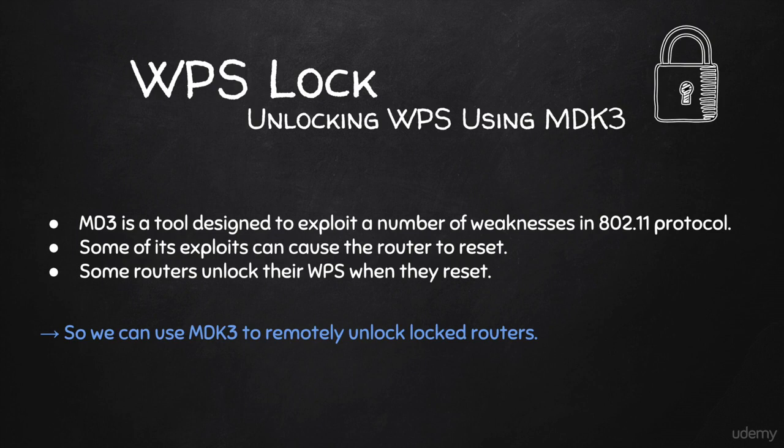So even if you're at 60% and then the router locks, you can just Control-C Reaver, run this attack, get the router to be unlocked, and then run the attack again. And it'll start from 60%. It's not going to start from 0.